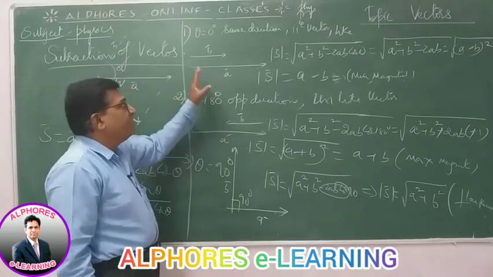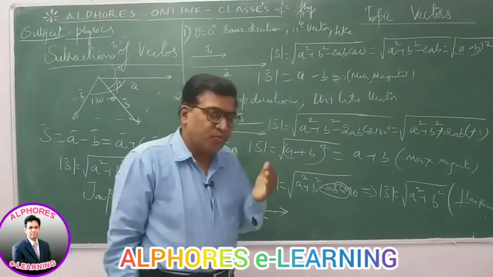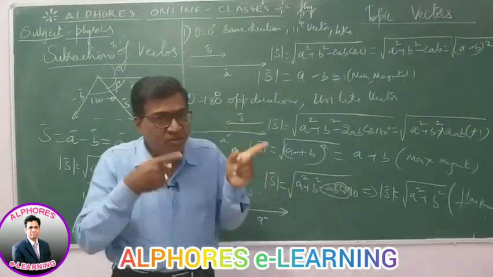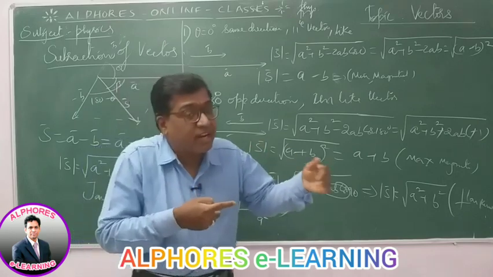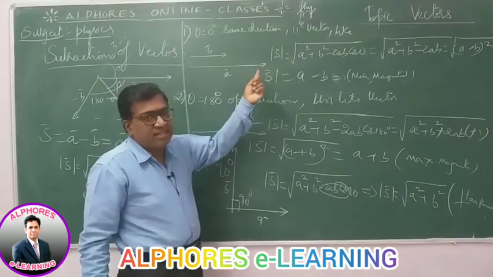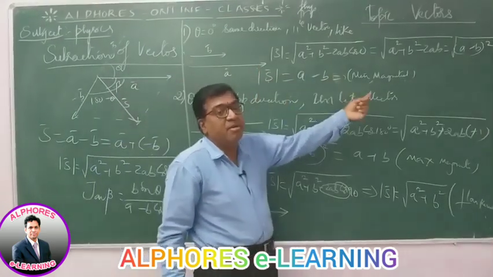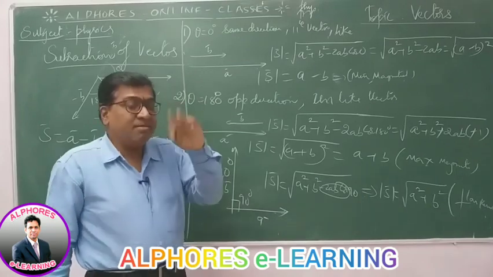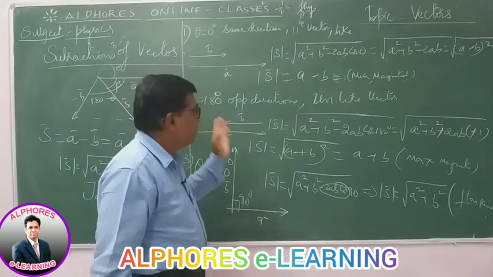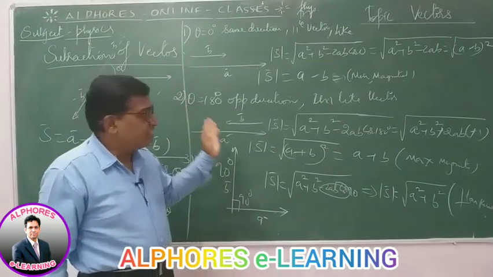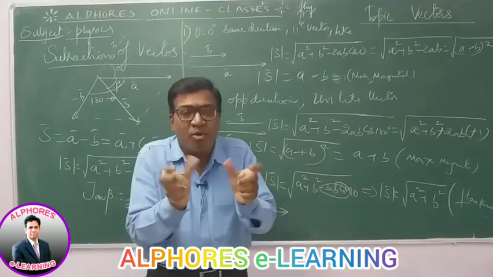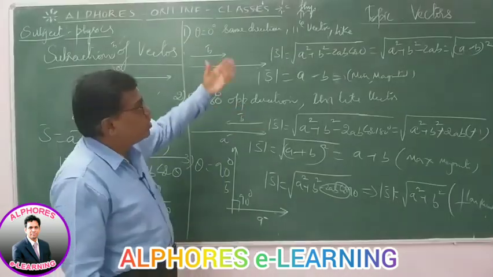So this way, you try to compare. When we were doing the addition resultant, when two vectors are in the same direction, the addition resultant was maximum. It was A plus B. But here when two vectors are in the same direction, the subtraction resultant is minimum. It is A minus B. Similarly, when the vectors are in opposite direction, the addition resultant was minimum, A minus B. But here, when they are in opposite direction, the subtraction resultant is maximum, A plus B.